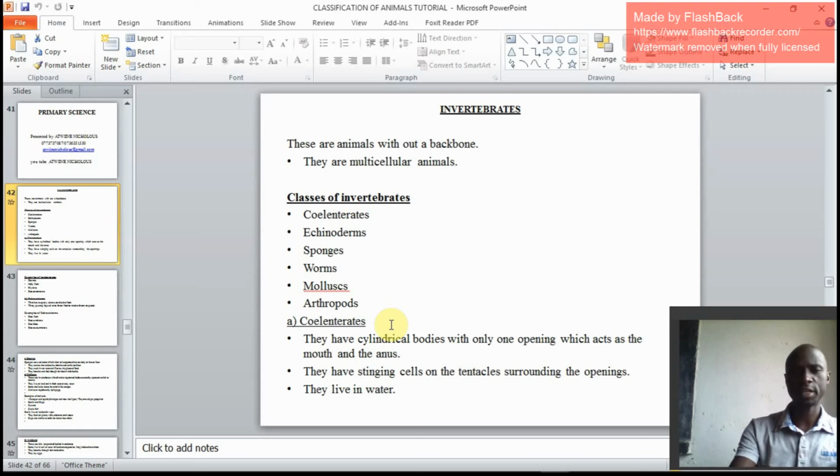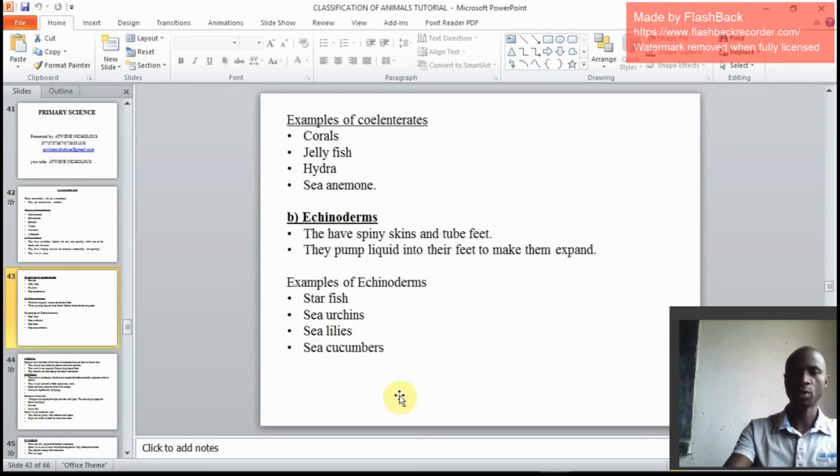They have cylindrical bodies with only one opening, which acts as mouth and anus. All coelenterates have one natural opening. It acts as entry for food and exit for undigested food. They have stinging cells on tentacles surrounding the opening, meaning they defend themselves by stinging. That's the mode of defense. They also live in water.